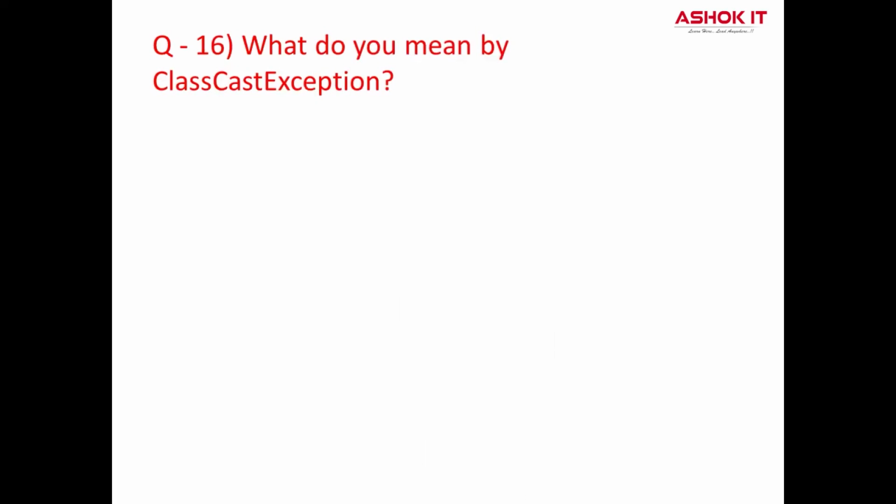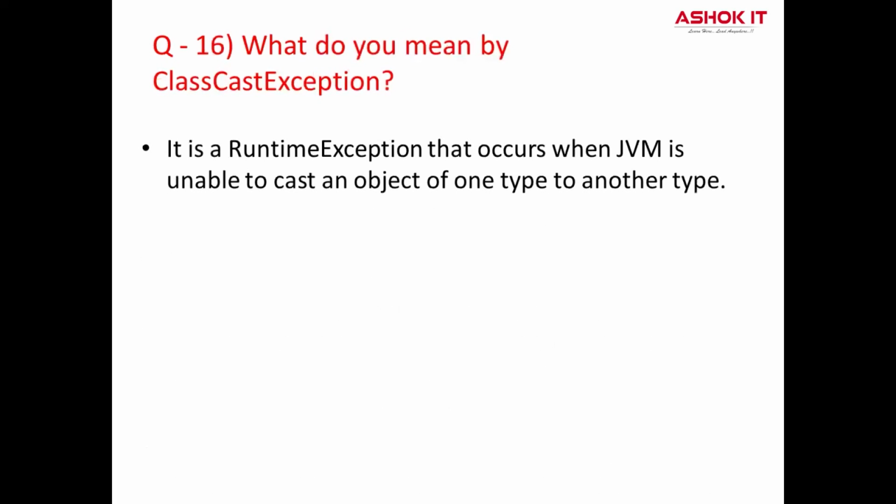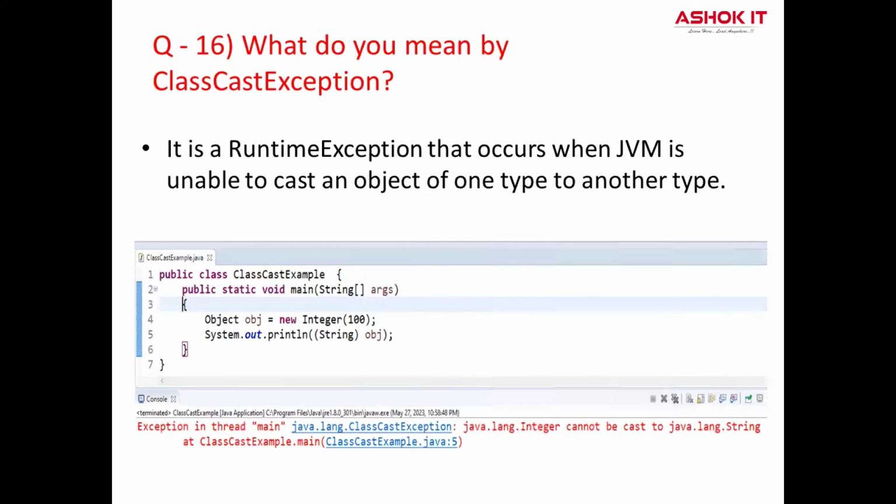What do you mean by ClassCastException? ClassCastException in Java is one of the unchecked exceptions that occurs when we try to convert one class type object into another class type object. You can observe this program code. Here we are trying to convert this object to string. So this ClassCastException is thrown to indicate that the code has attempted to cast an object to a subclass of which it is not an instance. You can observe this example.